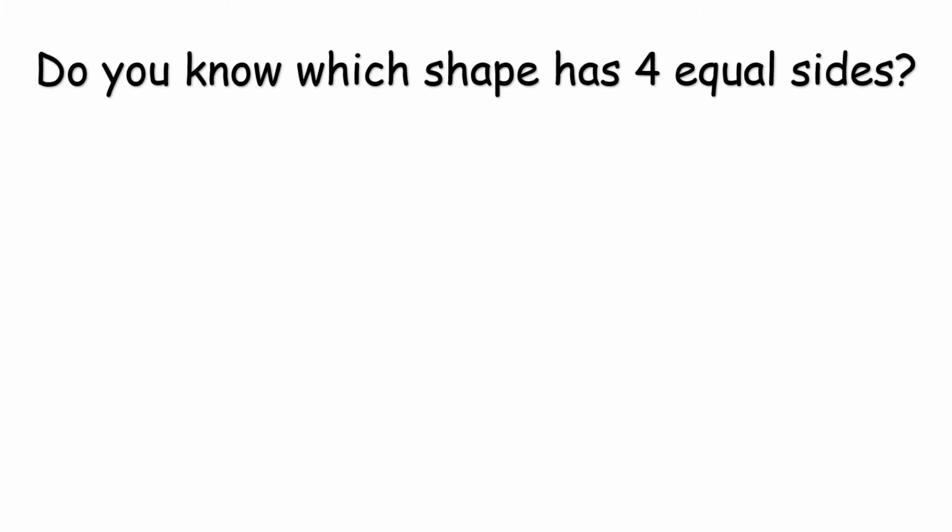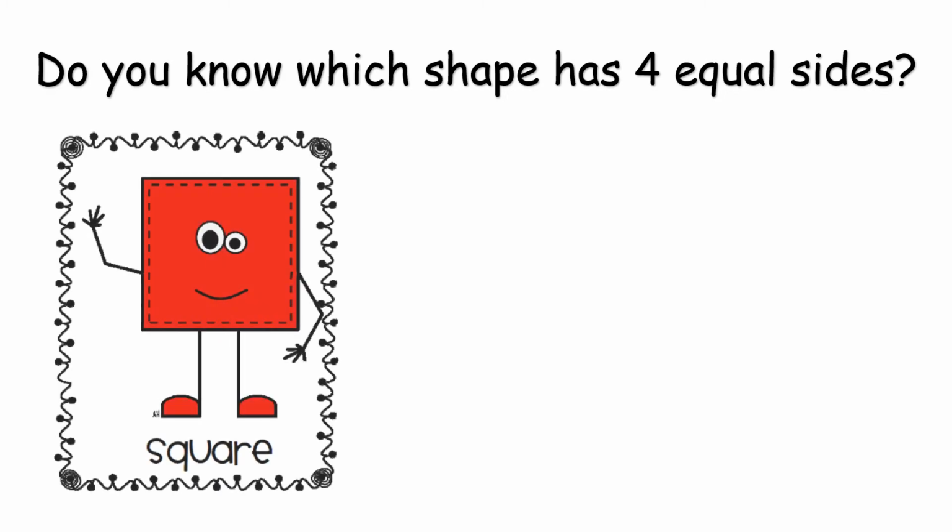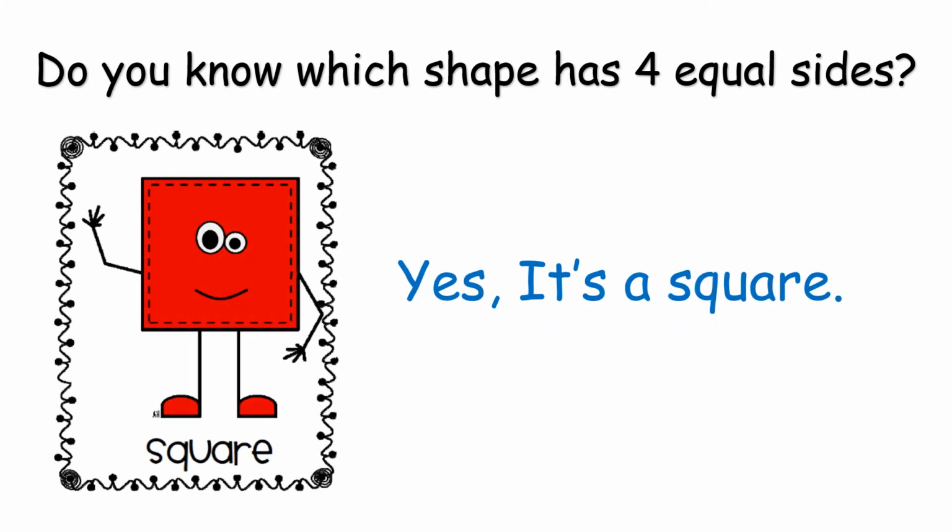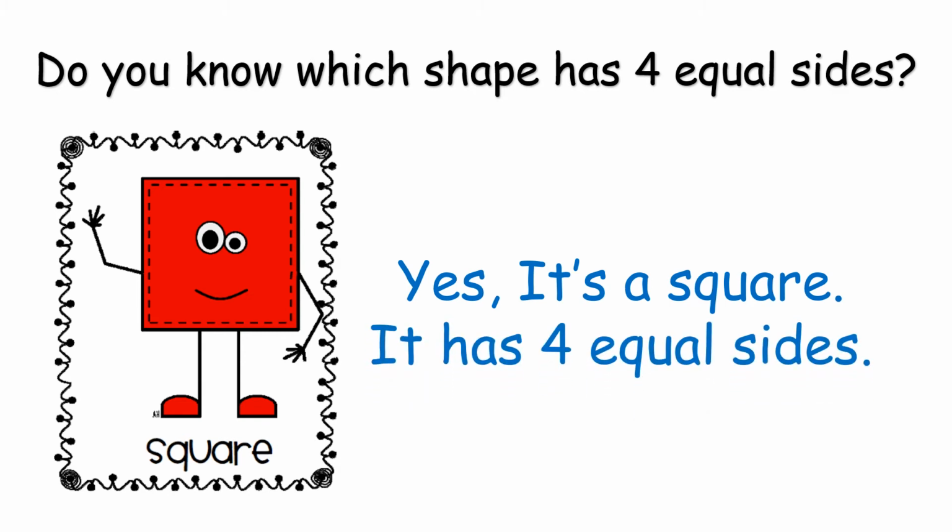Do you know, kids, which shape has 4 equal sides? Yes, it's a square. Square has 4 equal sides. It has 4 corners too.